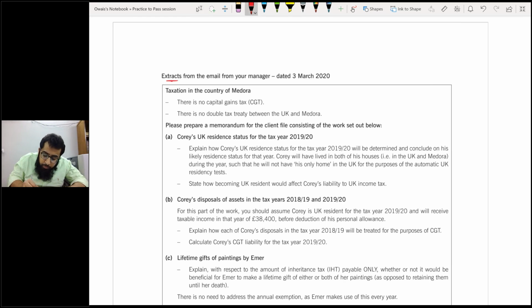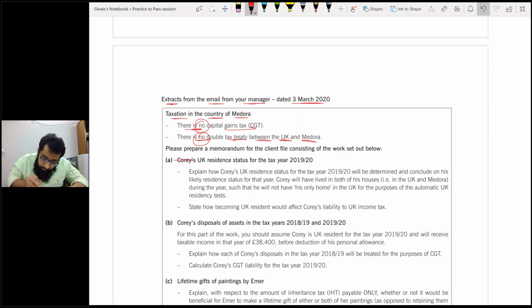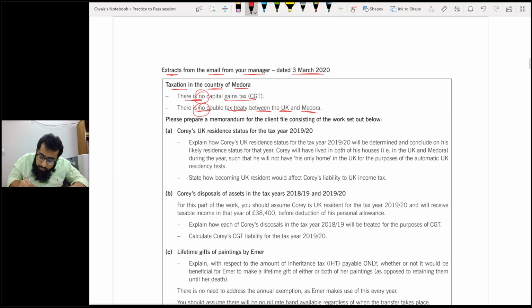Extracts from email from your manager dated 3rd March 2020. Taxation in the country of Medora: there is no capital gains tax in Medora. There is no double tax treaty between the UK and Medora. Now the requirement starts. Please prepare a memorandum for the client file consisting of the work set out below.